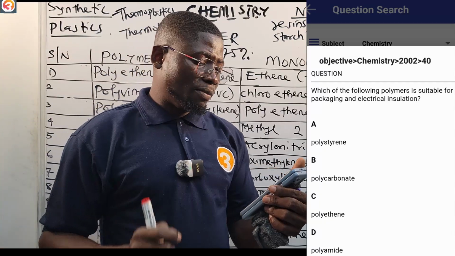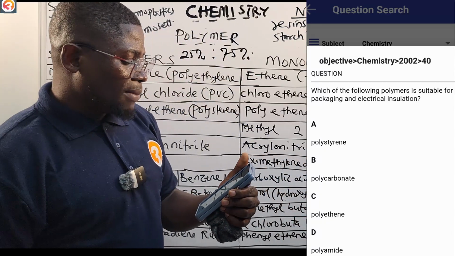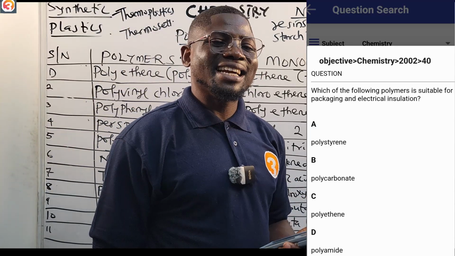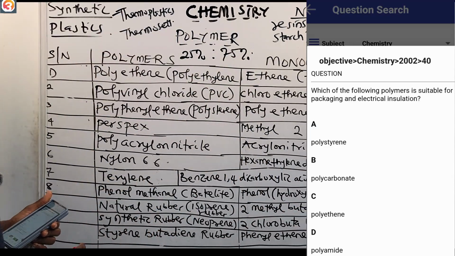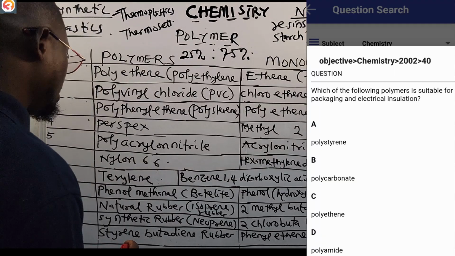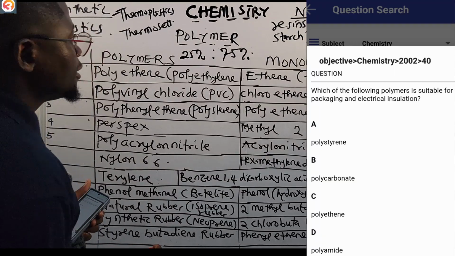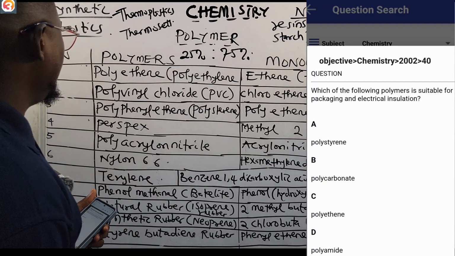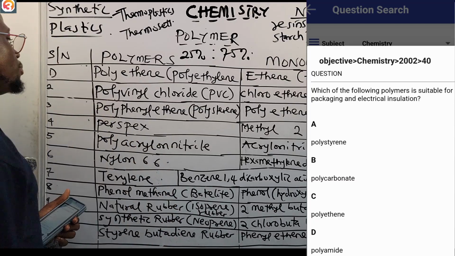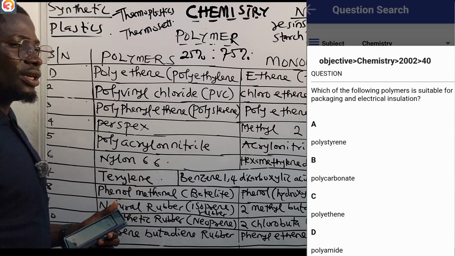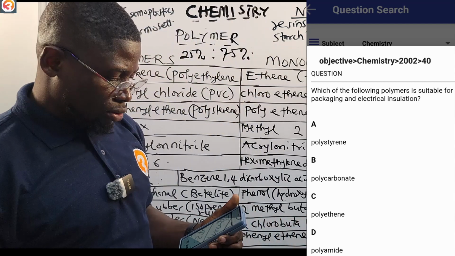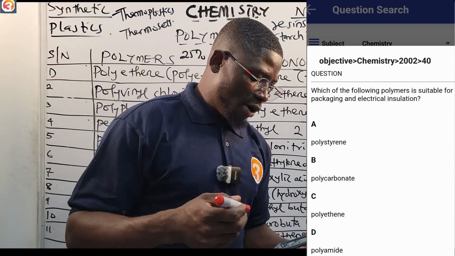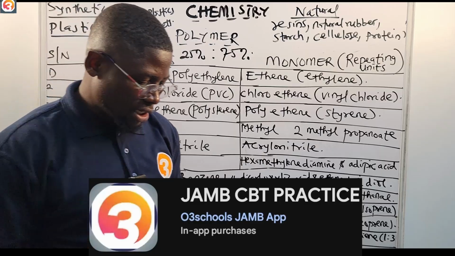Now, 2002 number 40. It says, which of the following polymers is suitable for packaging and electrical insulation? That will be polystyrene, number 3, that's polyphenylethene. It is useful for packaging and electrical insulation. Take note of that.